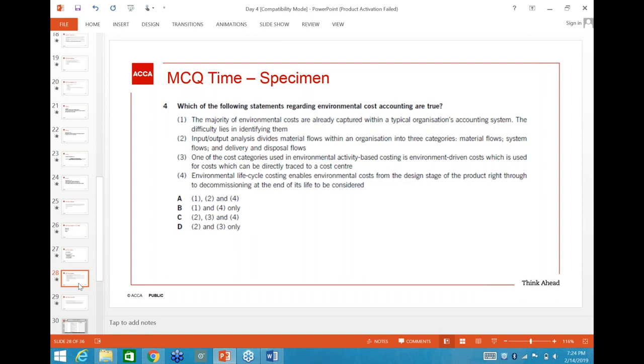Environmental life cycle costing enables environmental cost from the design stage of the product right through to decommissioning at the end of its life to be considered. Yes, absolutely right. 1 and 4, answer B for boy. Okay.